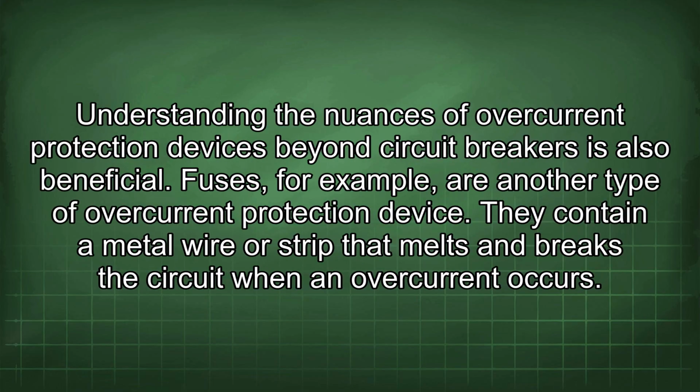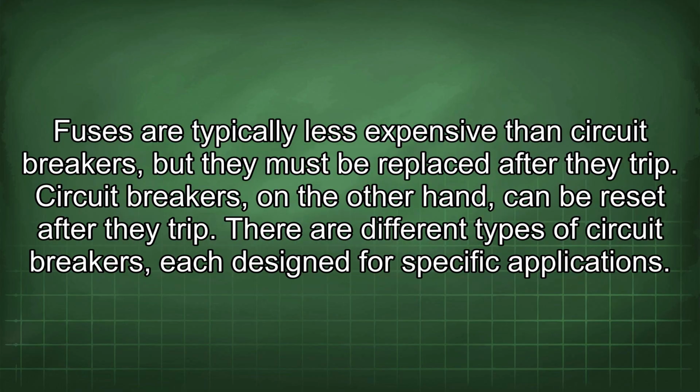Understanding the nuances of overcurrent protection devices beyond circuit breakers is also beneficial. Fuses, for example, are another type of overcurrent protection device. They contain a metal wire or strip that melts and breaks the circuit when an overcurrent occurs. Fuses are typically less expensive than circuit breakers, but they must be replaced after they trip. Circuit breakers, on the other hand, can be reset after they trip.